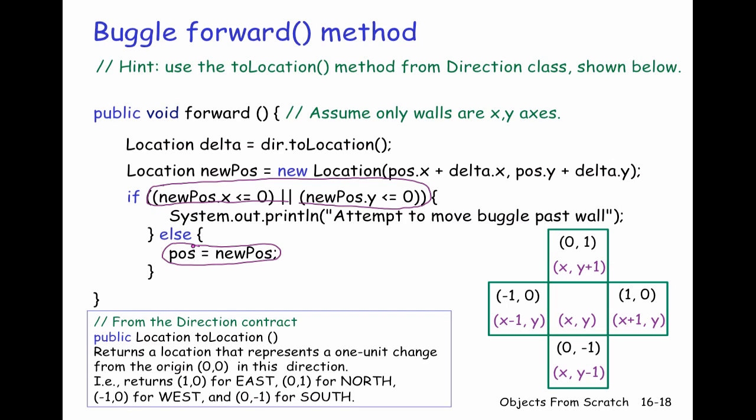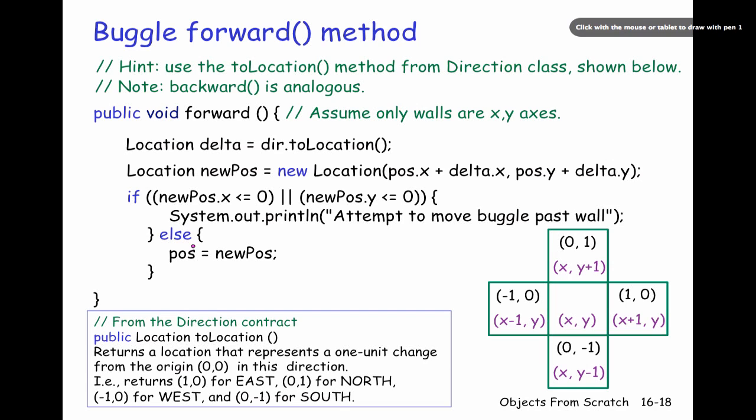How would we implement the backward method? It would be very similar. The only difference that we would need is that we would need to change the place where we add the delta x and delta y and instead subtract. So backward would be almost exactly the same as forward.